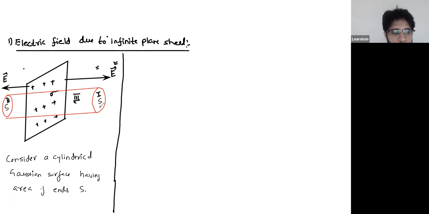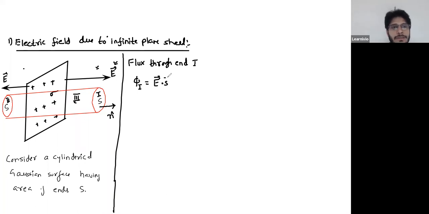Right side. The direction of area is perpendicular to the area, so this is right. So the flux through end one, the first end of the cylinder, which is phi 1, is simply E dot S. E and area vector S are acting in the same direction. So we can write phi 1 as ES cos 0. So the flux through the first end is ES.